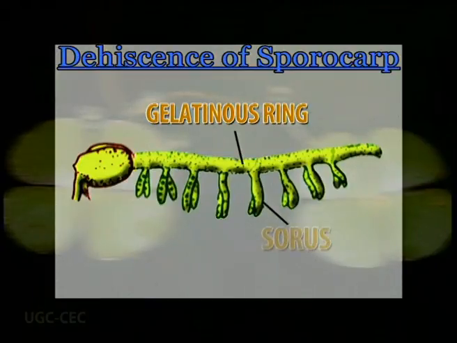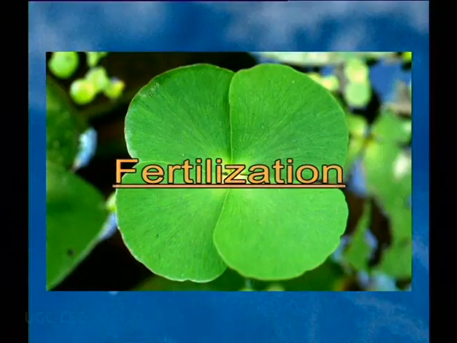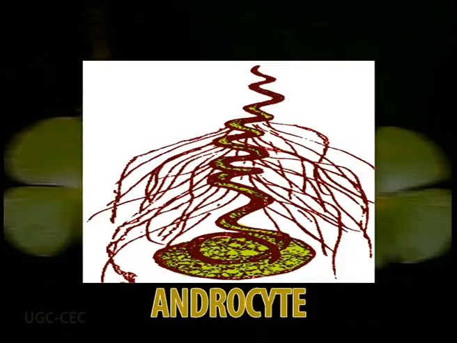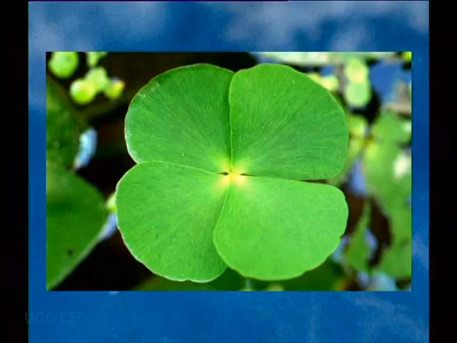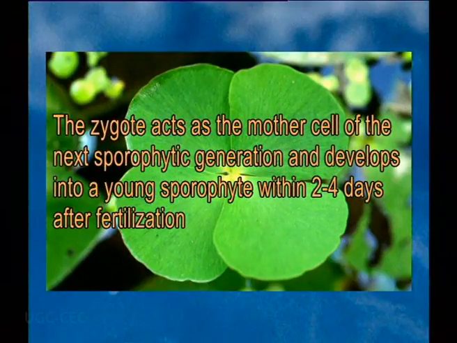Then, how does the gametophytic generation start? The microspores and megaspores germinate separately to produce male and female gametophytes. Then we will discuss fertilization. When one of the sperms, that is androcytes, fuses with the egg to accomplish fertilization, it forms the diploid zygote. The zygote acts as the mother cell of the next sporophytic generation and develops into a young sporophyte within 2 to 4 days after fertilization.